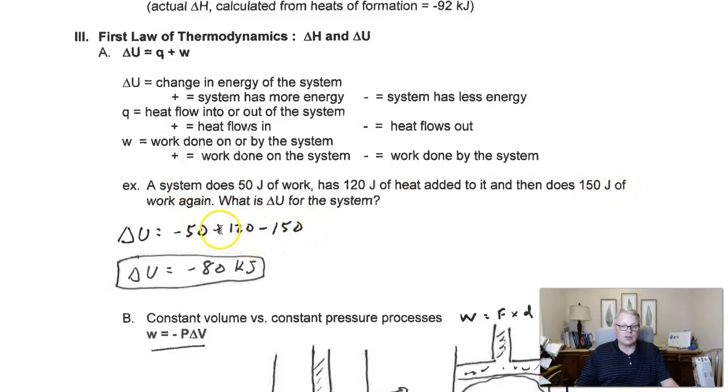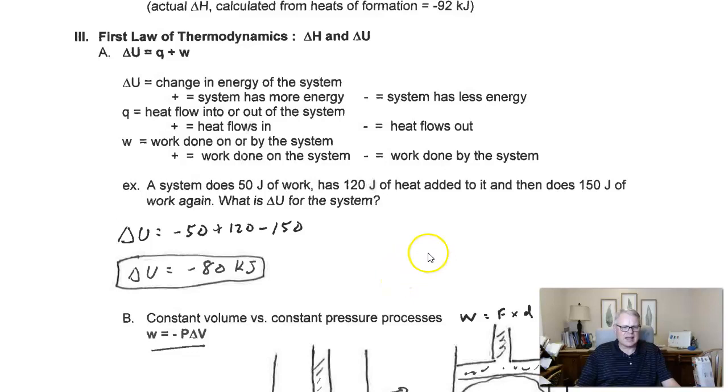See? So we added 120 joules here. We got rid of 200 joules when we did the work. Okay, so if you made a $120 deposit and then you wrote two checks totaling $200, is your bank account better or worse? Well, you're $80 in the hole, see? So delta U here is negative 80. In other words, the system has lost a net 80 kilojoules of energy, actually, not even heat. Kilojoules of energy. Make sense?